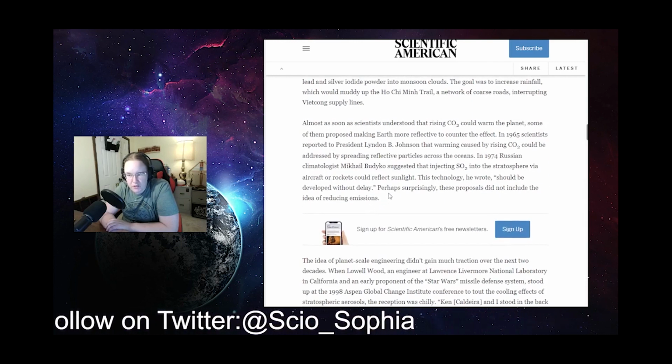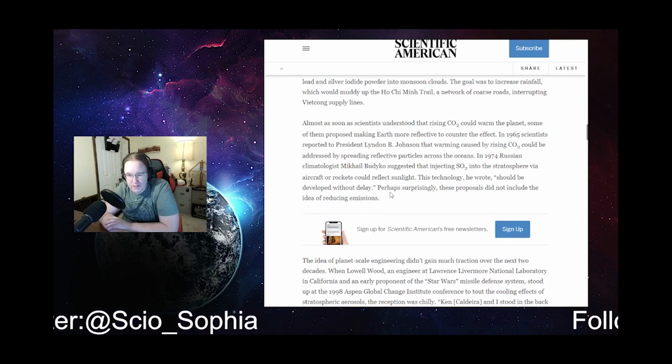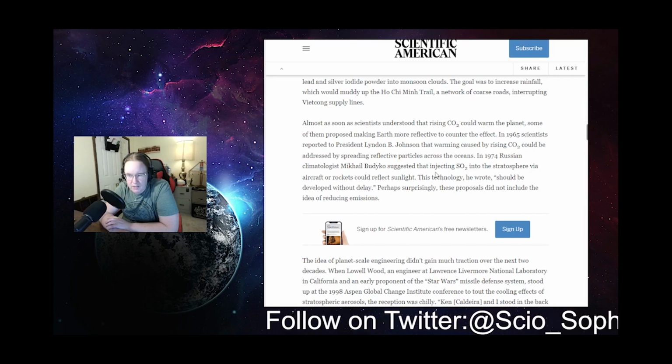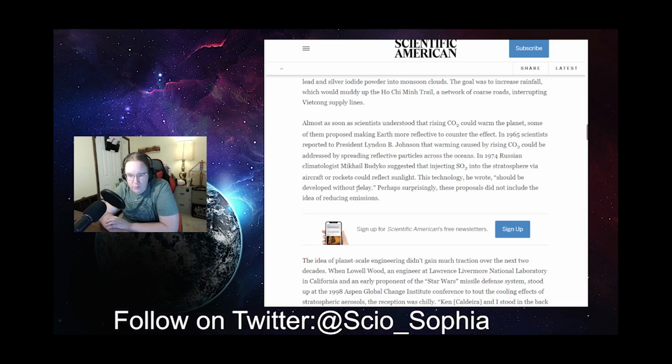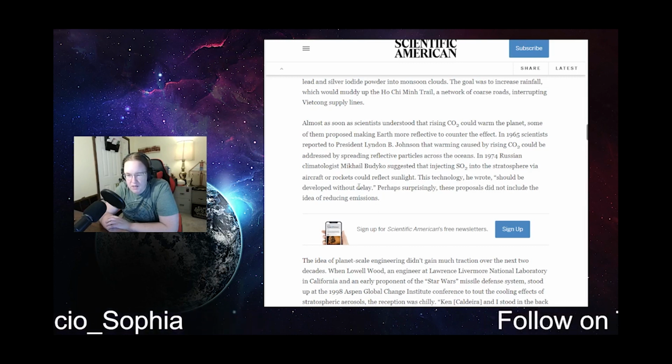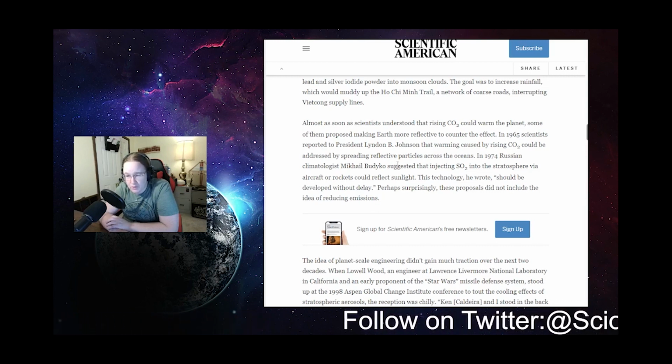As soon as scientists understood that rising CO2 could warm the planet, some of them proposed making Earth more reflective to counter the effect. In 1965, scientists reported to President Lyndon B. Johnson that warming caused by rising CO2 could be addressed by spreading reflective particles across the oceans.